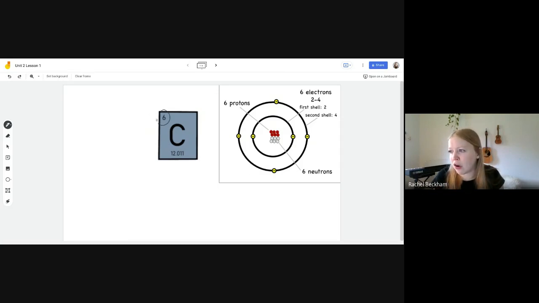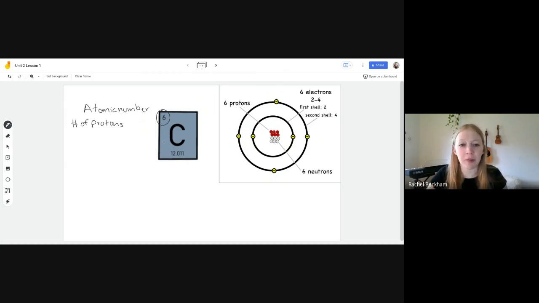This number up at the top, this is always at the top. It could be at the top left, the top right, or the top middle, but it's always at the top. This is called the atomic number, and it is probably the most important thing about the element. The atomic number is the number of protons that element has. So carbon has 6 protons.